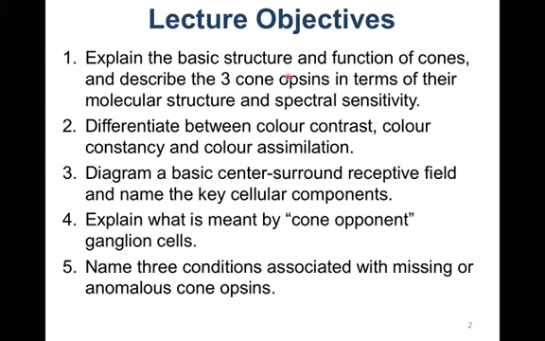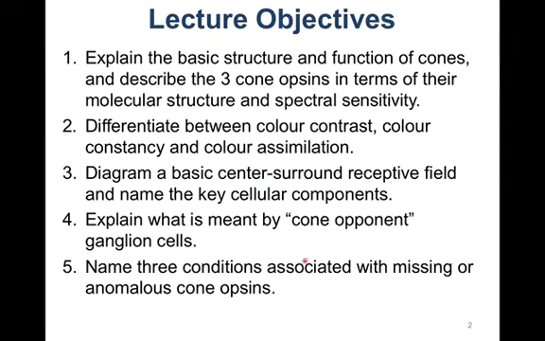information. All right, so we'll talk about the three human cones, their structure, and their spectral sensitivity, meaning the wavelength or wavelengths to which they're most sensitive. And we'll talk about three different aspects of color vision: contrast, constancy, and assimilation. And that'll be easier when we look at some specific examples. Center surround receptive field, you should already be able to do that. Diagram a basic center surround receptive field, naming the key cellular components. That should be review or study from last lecture.